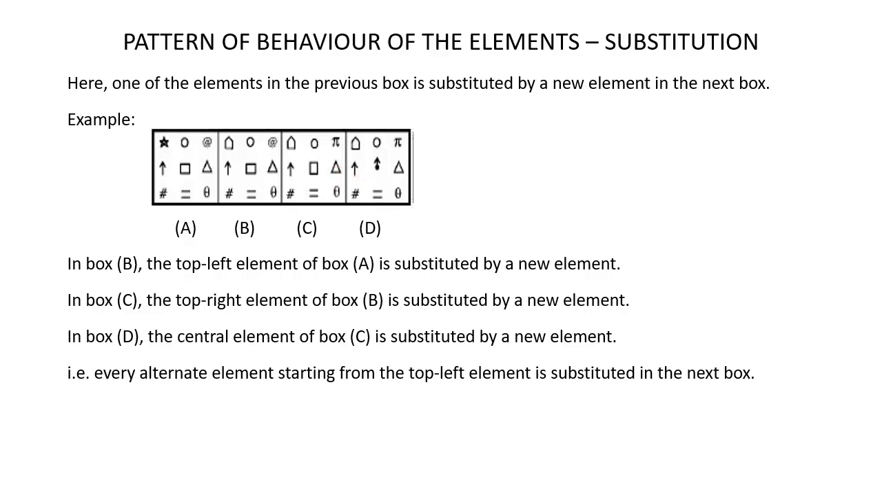In box D, the central element of box C is substituted by a new element. Thus, every alternate element starting from the top left element is substituted in the next box. That is, first the top left element is substituted, next the top right element is substituted, and next the central element of the box is substituted.